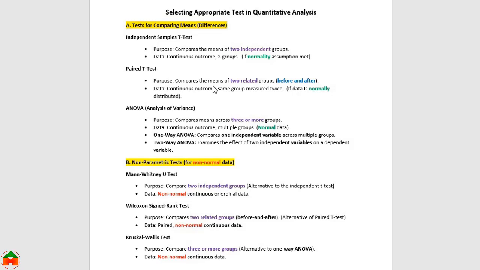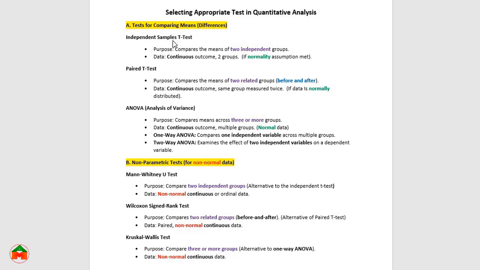Now, if you want to compare the means of two related groups, I mean, if you want to know the before and after effect between two related groups, then you can apply the paired t-test. But the paired t-test should be applied whenever the data is normal. But in case of non-normal data, you can apply the Wilcoxon signed rank test whenever you are going to check the before and after effect.